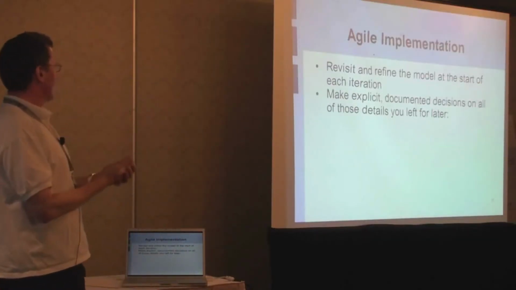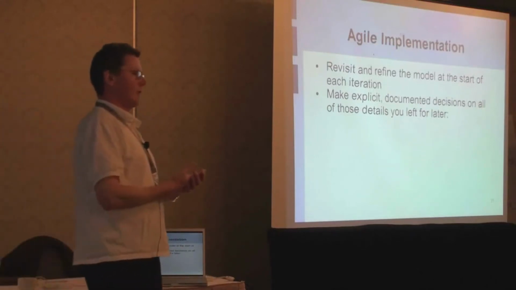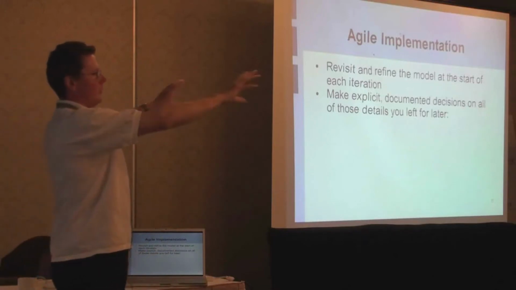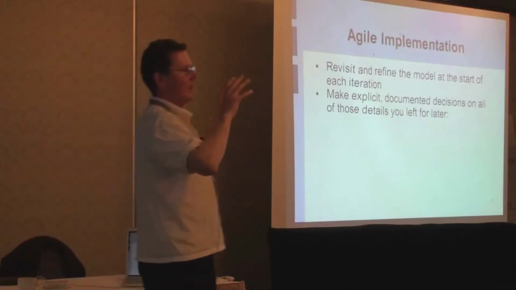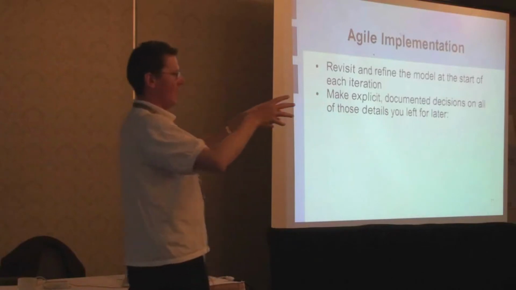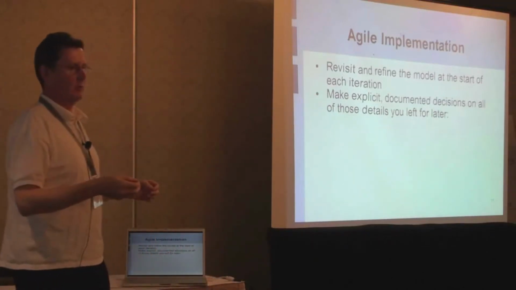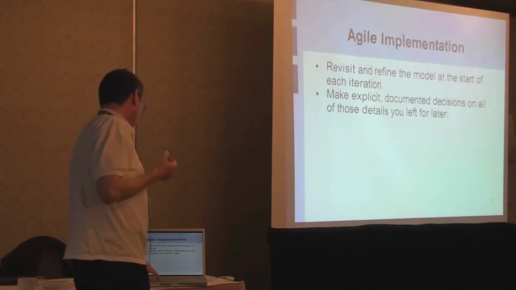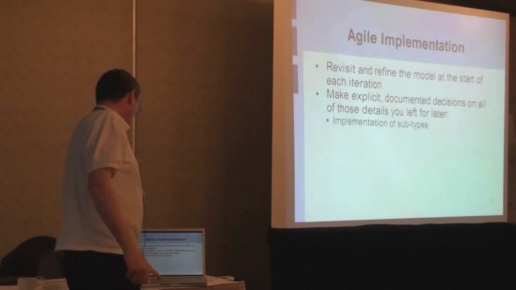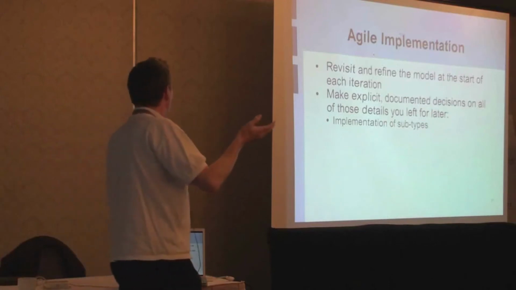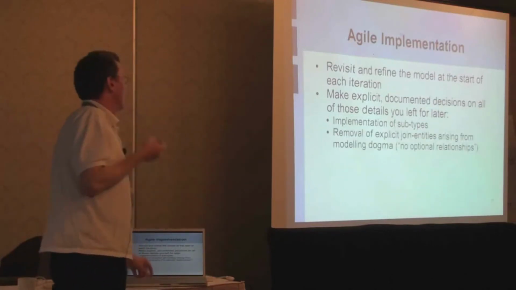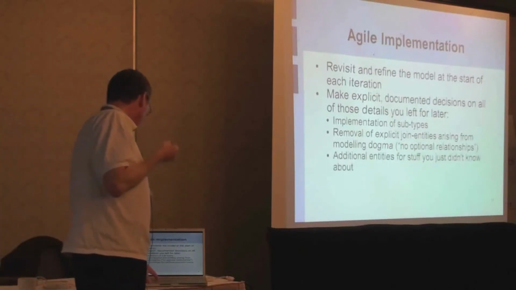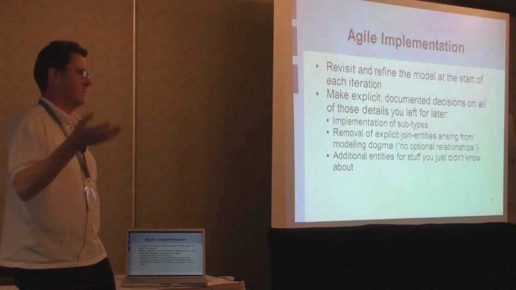Make explicit documented decisions on all of those details you left for later. So when you're creating the tables and you've gone from your entities with subtypes, explain somewhere why you've chosen a particular implementation. Put it in comments in your create table script, do whatever, but document it somewhere. Because someone's going to ask you eventually. And yeah, the things we're talking about, those implementations of subtypes, the removal of explicit join entities from my model in Dogma, and obviously additional stuff you just didn't know about.